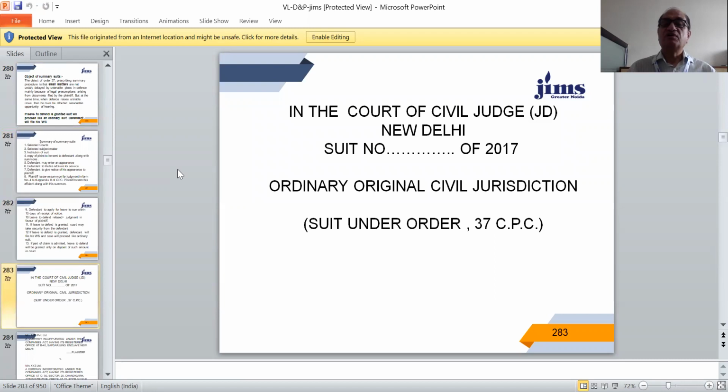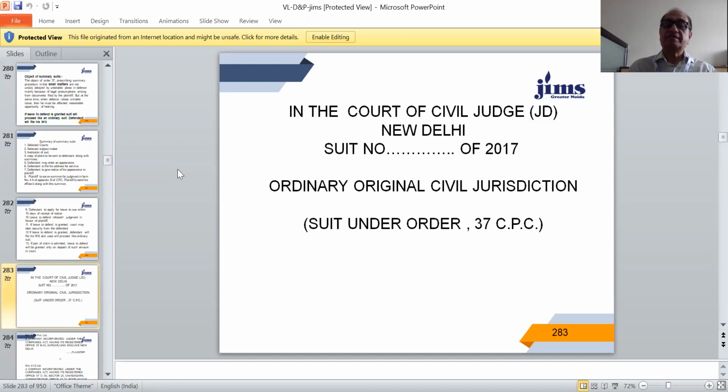Why have you left the suit number as dash dash? Because you do not know the suit number. You have drafted this plaint while sitting in your corporate office. Secondly, the suit number shall be allotted to you only after filing of the suit by the staff of the court, or if it is a case of e-filing, then a computer generated suit number will be given to you.